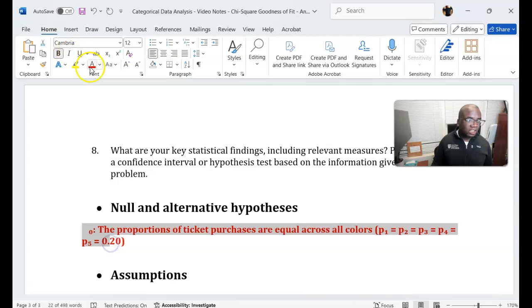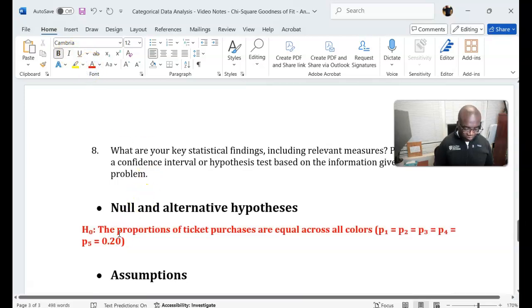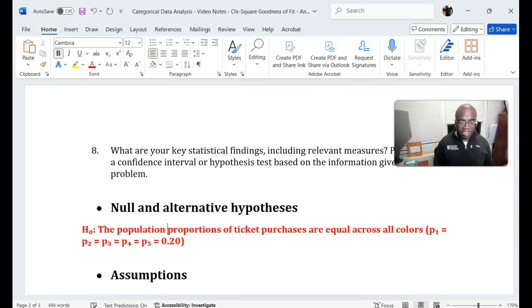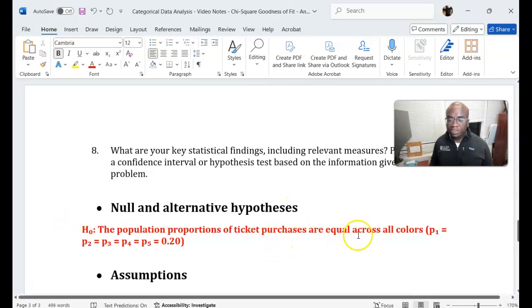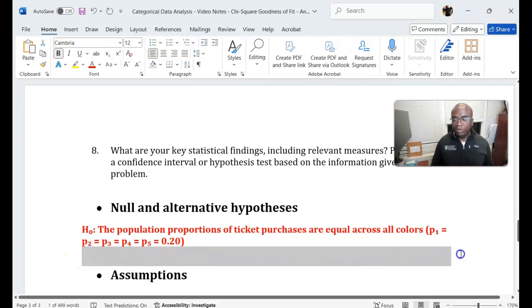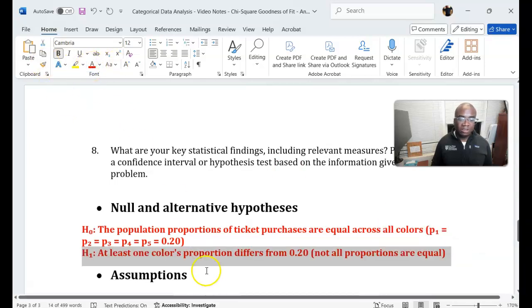And what's wrong with this? It should say the population proportions. We should delineate and say that the population proportion of ticket purchases are equal across all colors. And it's important that we specify what 1, 2, 3, 4, and 5 are. I'll do that in class, but because of space and time, we just say P1 through P5, or even PR, PB, PS for all the different colors, which would signify that. Whereas the alternative hypothesis would be that at least one of the population proportions is not equal to what we expect.